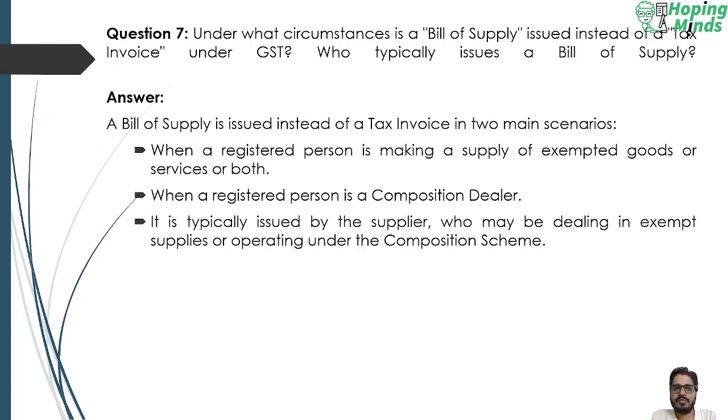So, a bill of supply is issued instead of a tax invoice in two main scenarios: when a registered person is making a supply of exempted goods or exempted services or both, and when a registered person is a composition dealer. A person who is supplying exempted goods or providing exempted services shall also not raise a tax invoice, as he is not charging any GST in the invoice, and hence he should raise a bill of supply instead of a tax invoice.